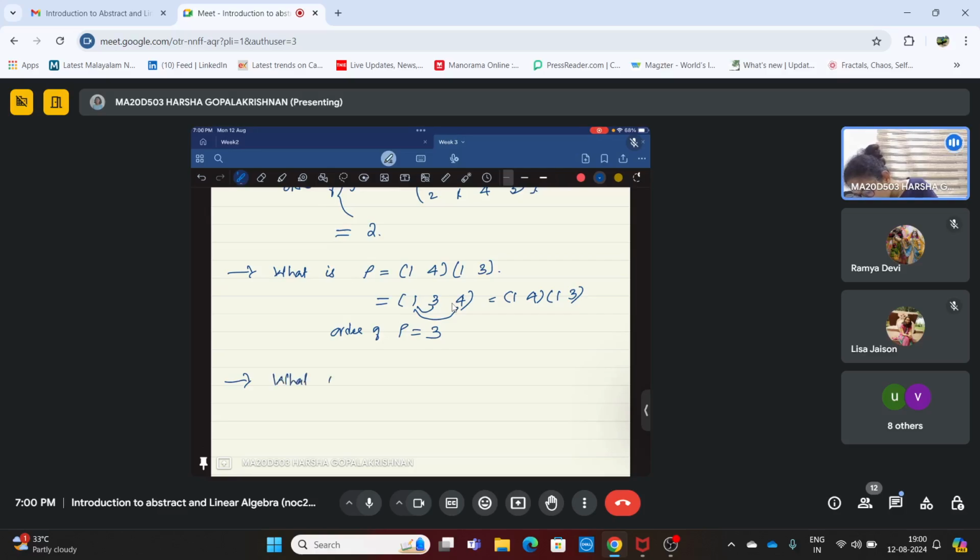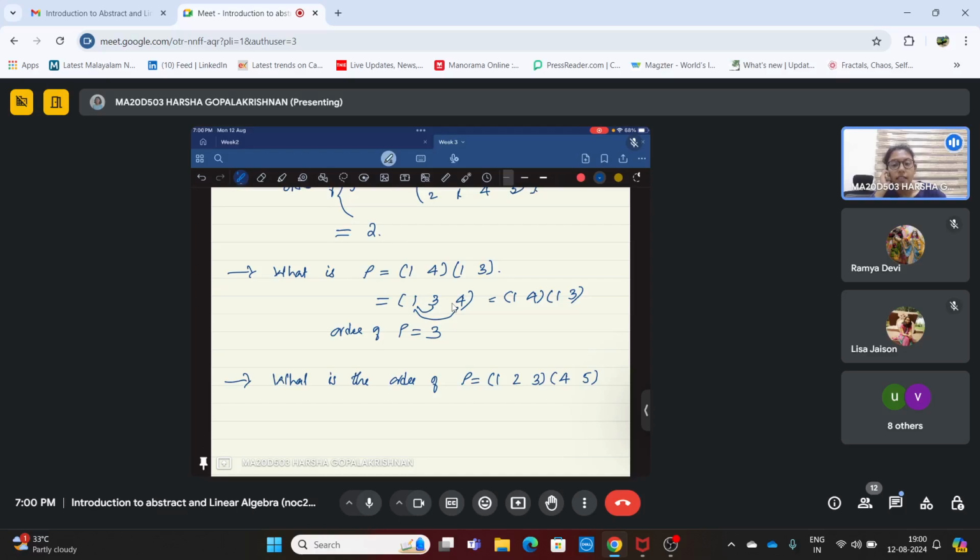So what is the order of the row 1, 2, 3, 4, 5? Here also I am writing it as the product of 2 cycles. Both cycles are disjoint, correct? Because no element from 1, 2, 3 comes in the second cycle and no element 4, 5 comes in the first cycle.